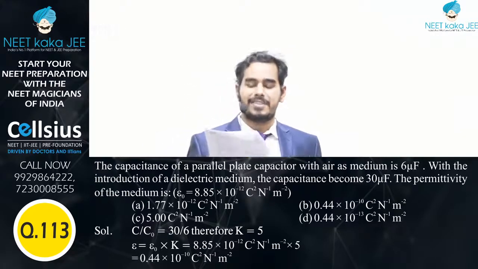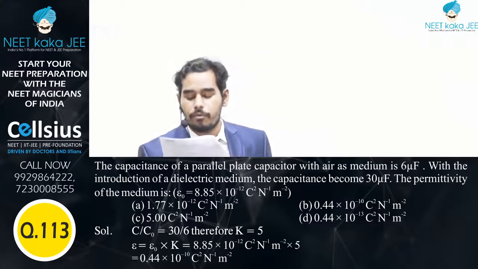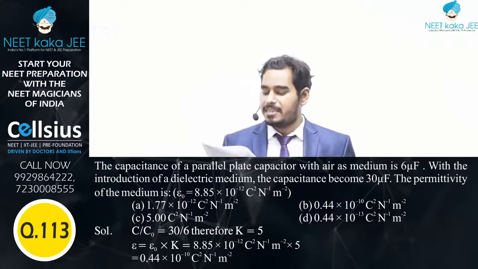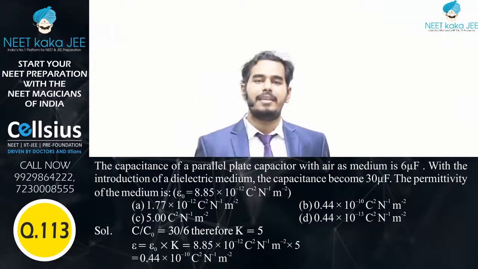So your answer for epsilon, that is the permittivity of the medium, comes out as 0.44 into 10 to the power minus 10 coulomb square Newton to the power minus 1 meter square. Okay, so this is as simple as this.